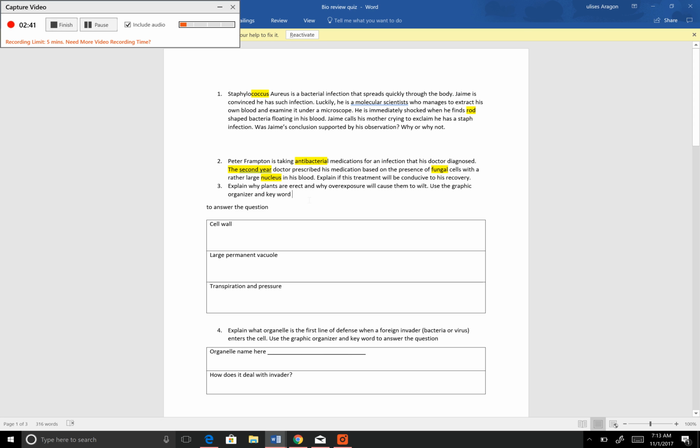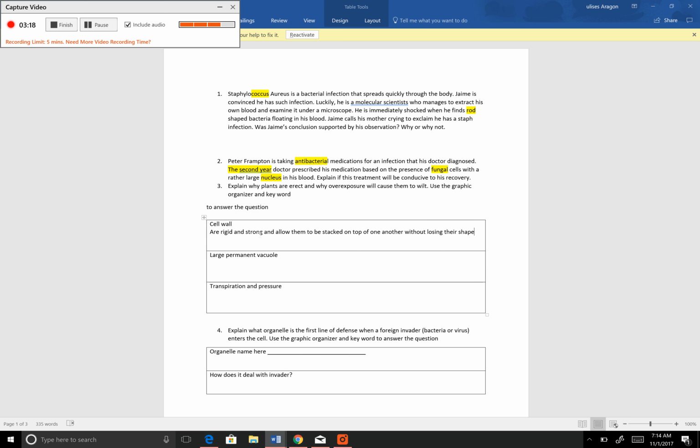All right. Explain why plants are erect and why overexposure will cause them to wilt. Use the graphic organizer and the keyword, heck yes, cell walls. So, let me type this right in. So, the reason why they're erect is because cell walls are rigid and strong and allow them to be stacked on top of one another without losing their shape, right?